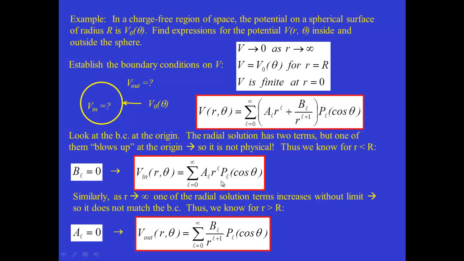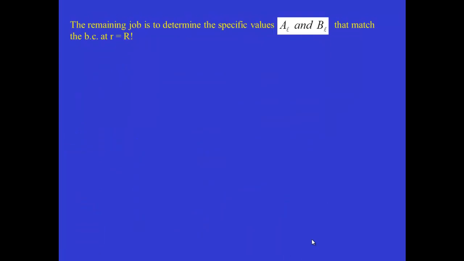So these two forms, V in and V out, are very important. Our job now is simply to figure out the values of the A sub L and the B sub L coefficients that allow these two expressions to match the boundary, to match at the place where r equals the radius, where these two are supposed to be the same.